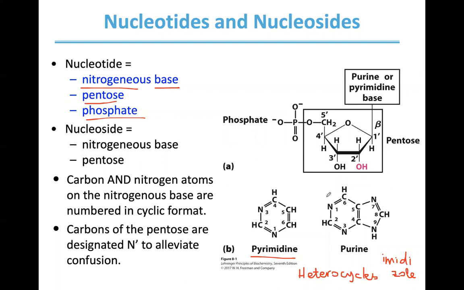All right, so these nitrogenous bases are linked to the ribose through one of the nitrogens. In pyrimidine, this will be nitrogen 1. In a purine, this will be nitrogen 9. Nitrogen 9, that's how it's going to be linked to the ribose or deoxyribose.